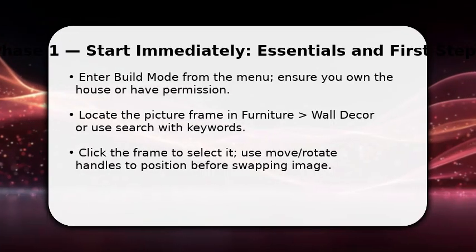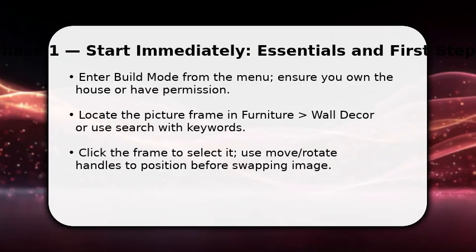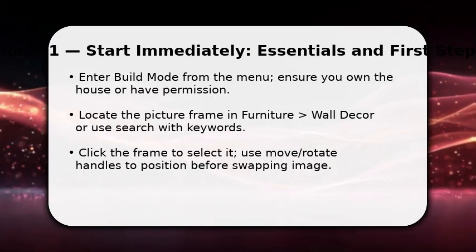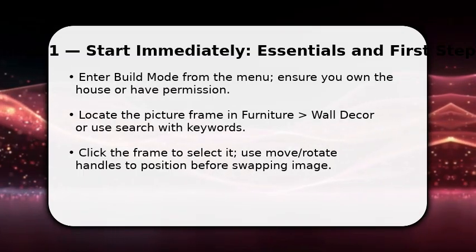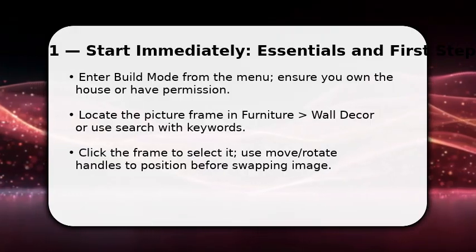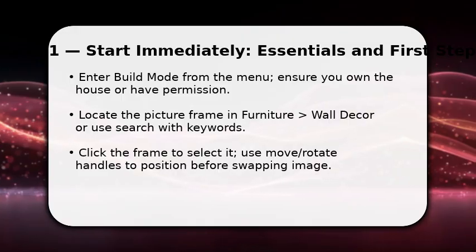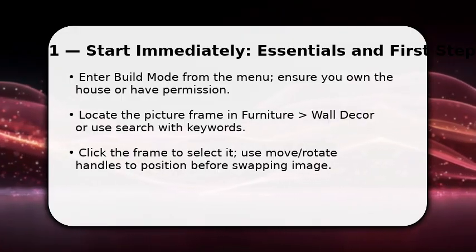You start in build mode. This lets you edit placed items. First, select the wall picture frame you want to change. Once selected, make sure it's unlocked and not anchored by group settings because locked items can't be edited. You'll see the interaction options appear.